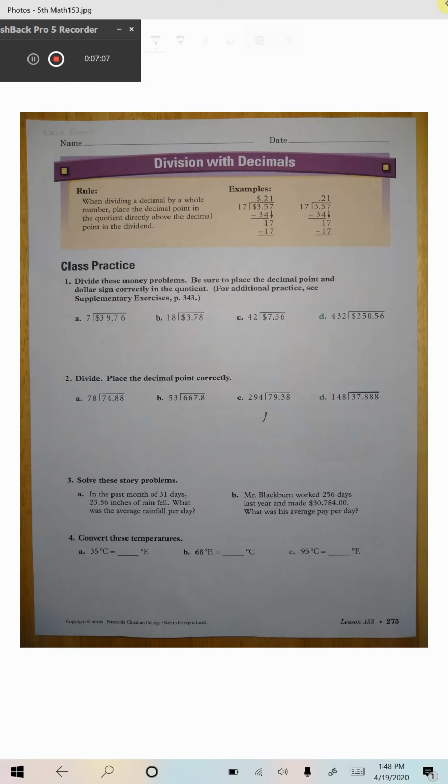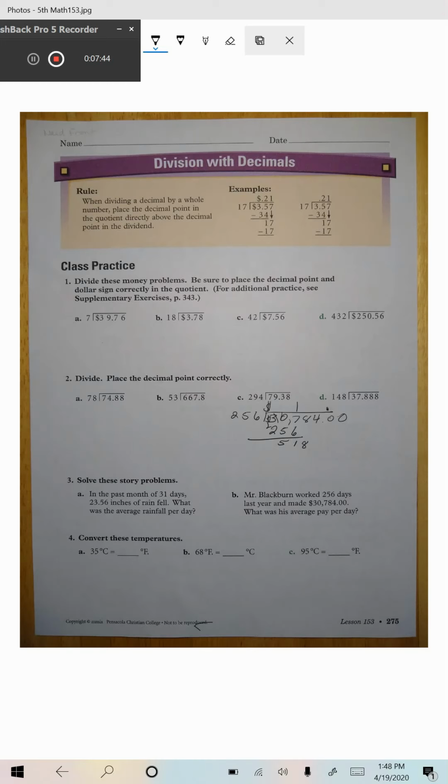And I'm going to start way up high here so I don't run out of space. $30,784 and no cents. And he worked 256 days. Okay? I'm going to go ahead and put the decimal right here. I'm going to put my dollar sign up here because I forgot to put it there, but it is that money. 256 goes into 307 once. I get 51 as a remainder, so now I bring down the 8.